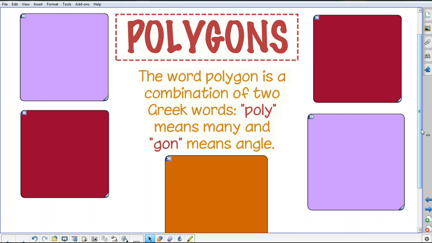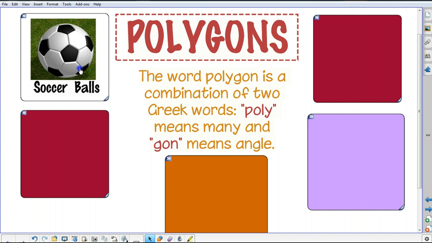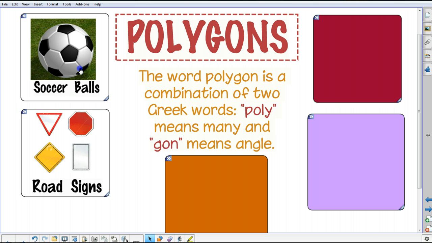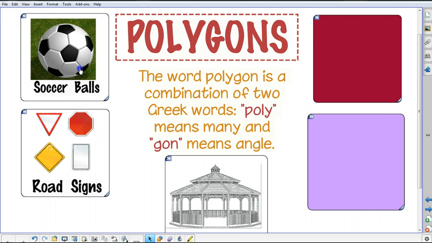A box. A piece of paper. A flat piece of paper, I thought you would be a little more creative than that. Okay, not the soccer ball as a whole, but the pieces of the soccer ball are hexagons and pentagons. Road signs. A yield sign is a polygon. Stop sign, whatever those other ones are. Not the gazebo itself. I was trying to find an example of a decagon, but if you had a bird's eye view of the gazebo, it would be a decagon.